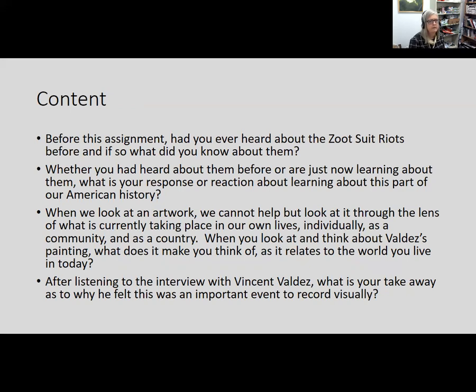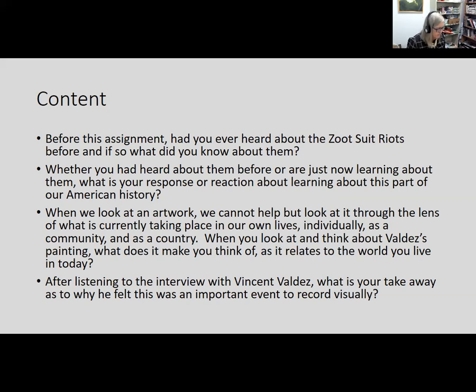Then the next thing, and be as honest as you can be. When we look at any artwork, we can't help but look at it through the lens of what is currently taking place in our lives, individually and as a community and as a country. When you look at and think about Vincent Valdez's painting and what this painting is based on, what does it make you think of as it relates to the world you live in today?